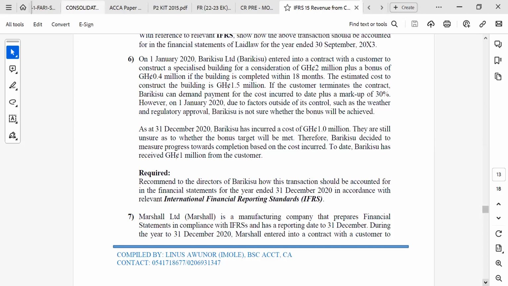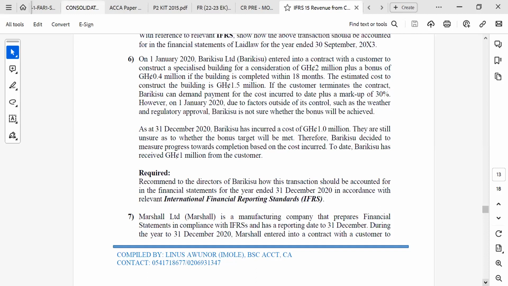Very simple. Which method are they using? You can see that this is a construction contract. So performance will either be satisfied over time or at a point in time. But since they are saying that they are using the cost method, then it means that the performance obligation will be satisfied over time.